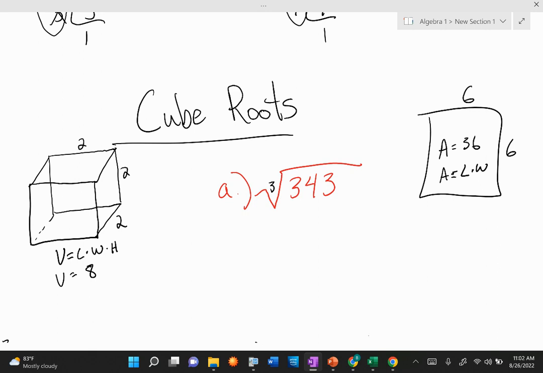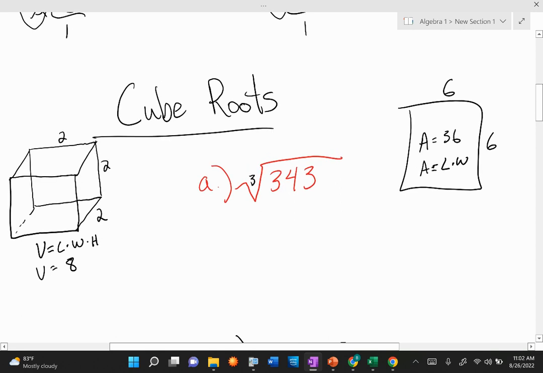So let's just look at letter A right here. We have the cube root of 343. What do we notice about that radical that's different than the square root? There is a 3. If you see a radical with no number, it is automatically understood that it is to the second power. So it is a square root symbol.